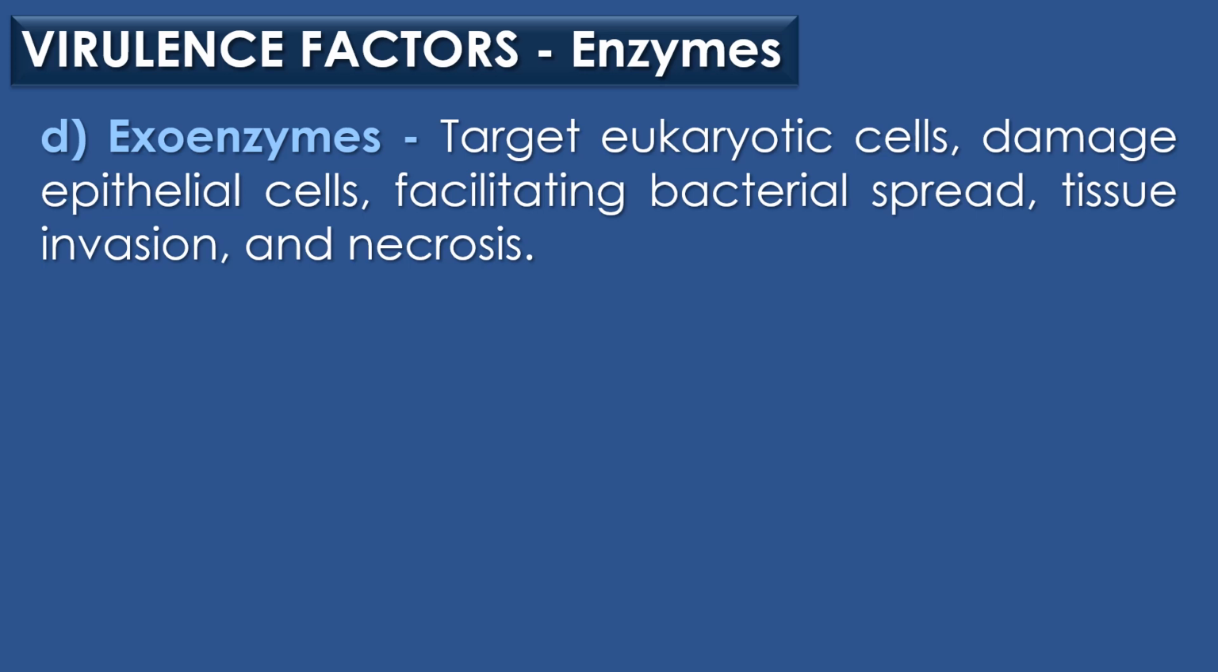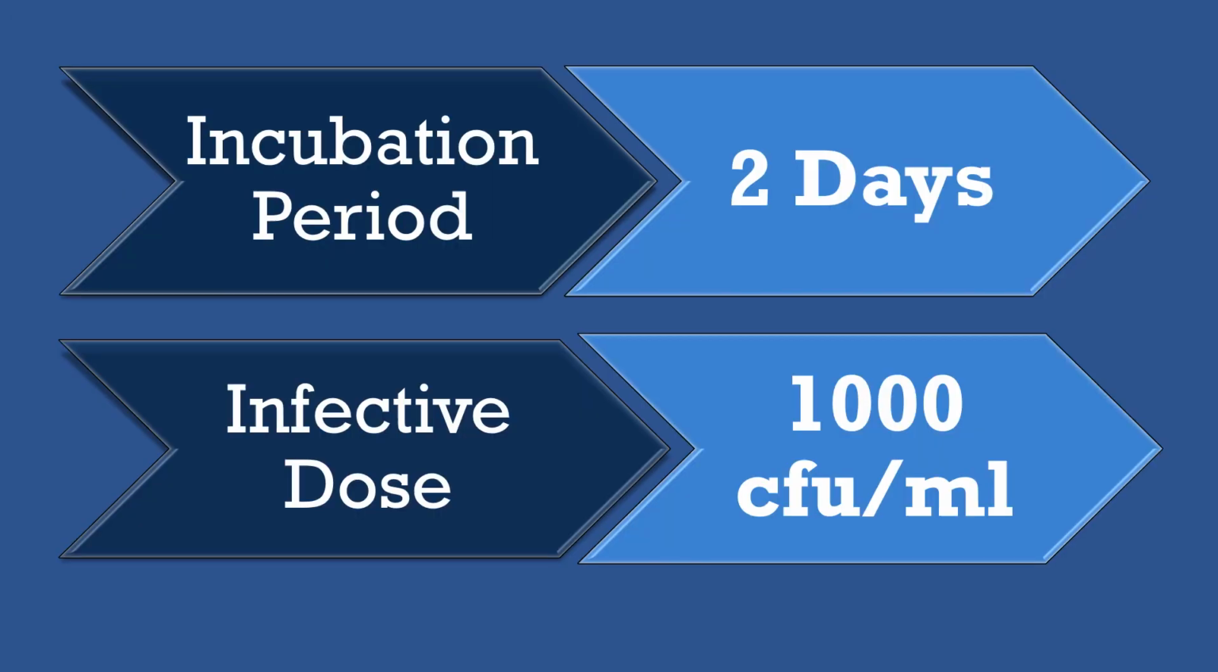And finally, exoenzymes. Exoenzymes target the eukaryotic cells and result in epithelial cell damage, facilitating bacterial spread, tissue invasion and necrosis or tissue damage. The incubation period of Pseudomonas aeruginosa infection is 2 days and the infectious dose required to cause an infection is 1000 CFU per ml.